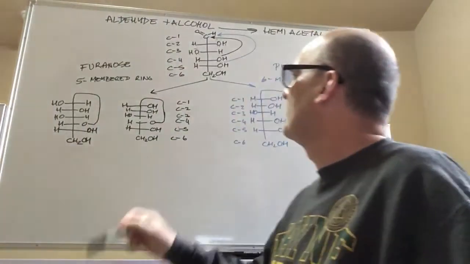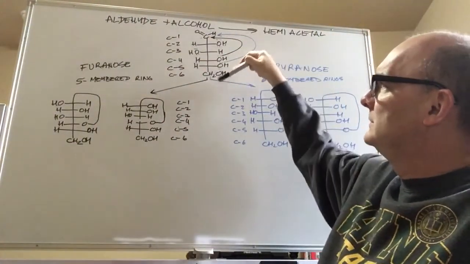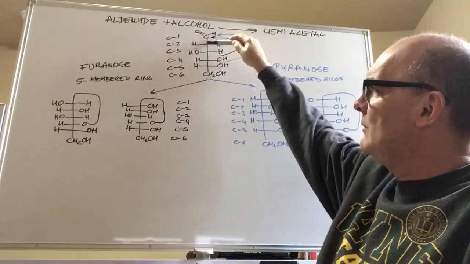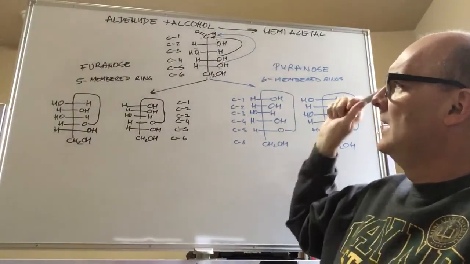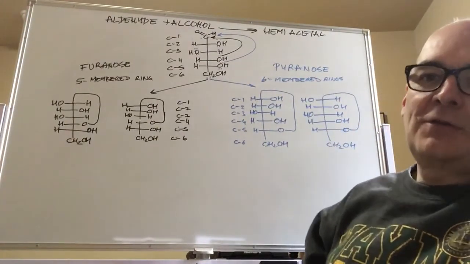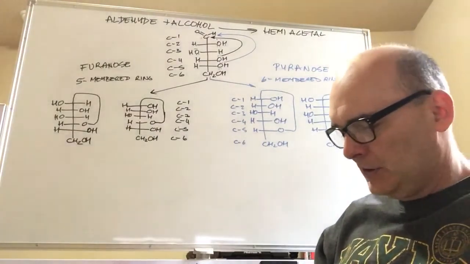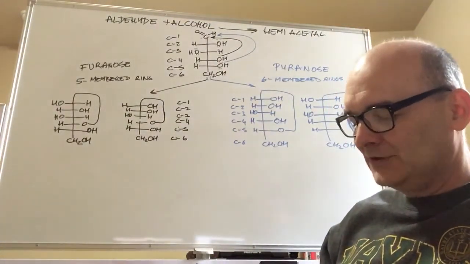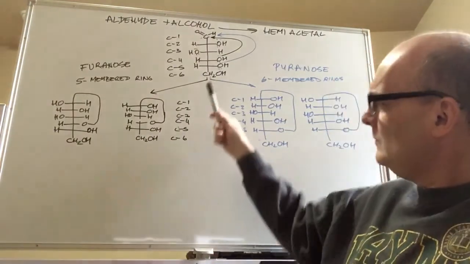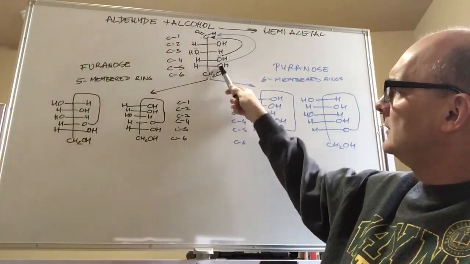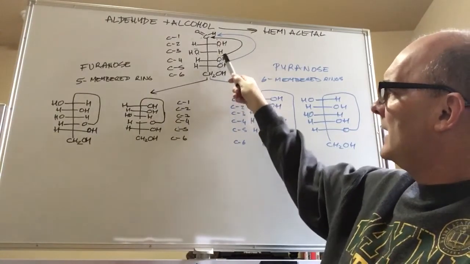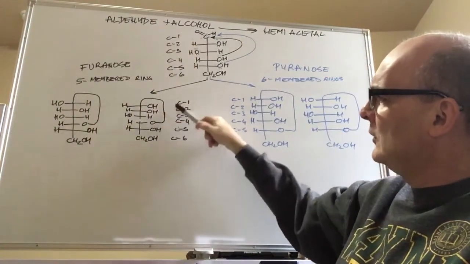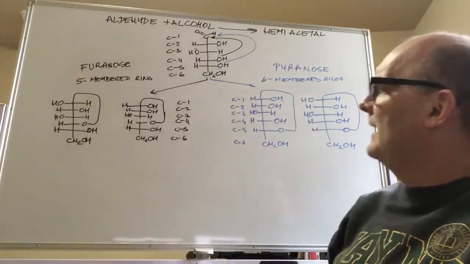So, I have a Fischer projection. I have an aldehyde, a primary alcohol, chirality centers that are secondary alcohols, and I'm armed with the knowledge that aldehyde plus alcohol makes hemiacetal. So these alcohols, these two, are capable of being nucleophiles to that carbon and looping up.